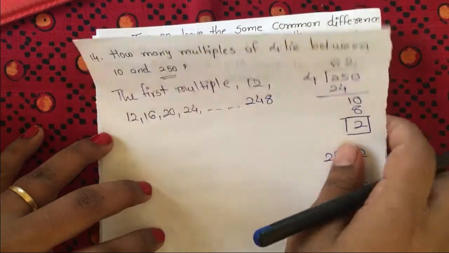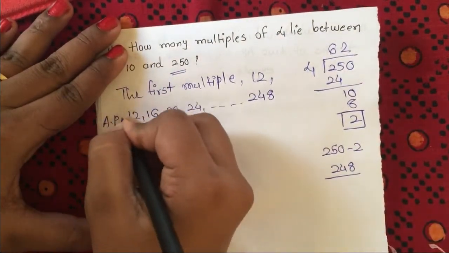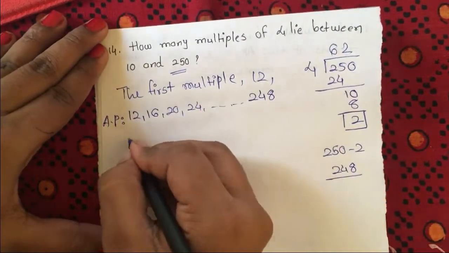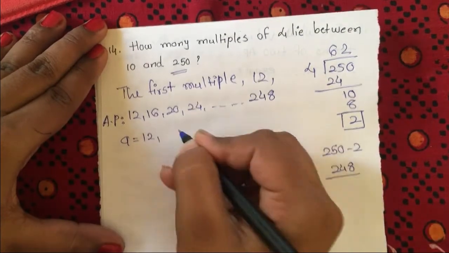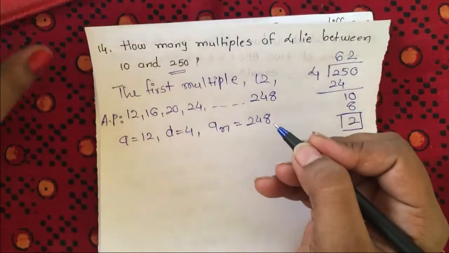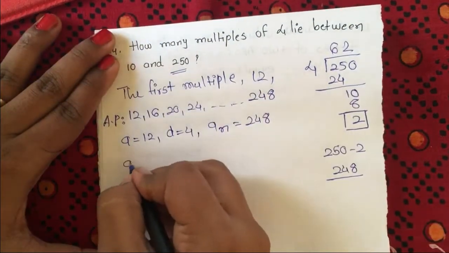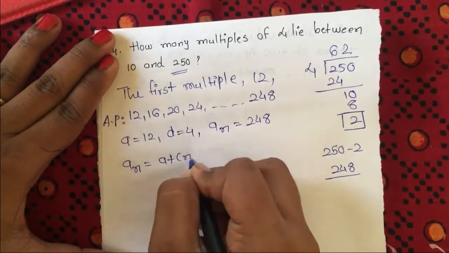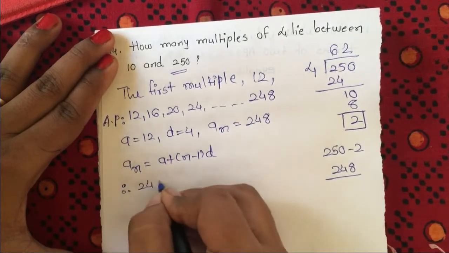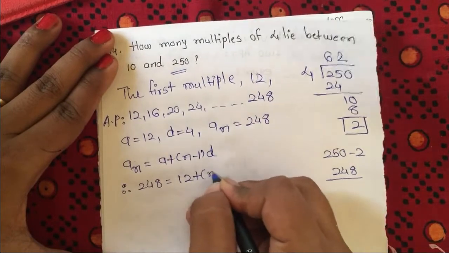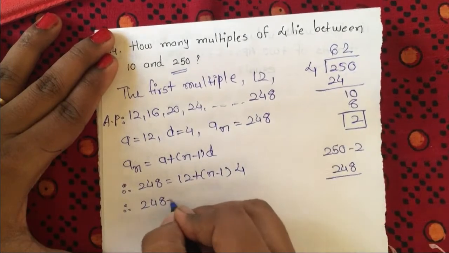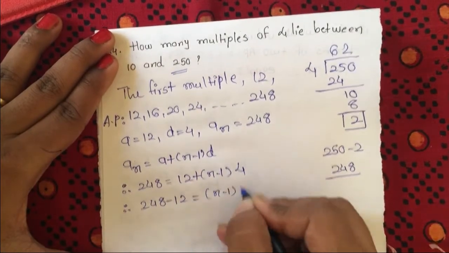So now we have this AP. We want multiples of 4 between 10 and 250. Is that clear? Now just apply the general form: a is equal to 12, the difference d is equal to 4, an is equal to 248. Clear? Now an is equal to a plus n minus 1 into d. Therefore 248 is equal to 12 plus n minus 1 into 4. Therefore 248 minus 12 is equal to n minus 1 into 4.